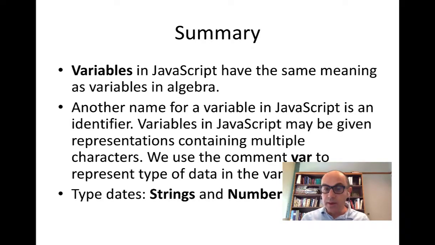So we talked about variables. We talked about them having the same meaning as in algebra. Another name of a variable can be identifier. And this is something that our textbooks sometimes get confused or sometimes miss out. I want to declare that so you will have an easy reading of the textbook. In this case, we are using the var as our declaration in JavaScript. The types of data we are talking about are string and numbers.